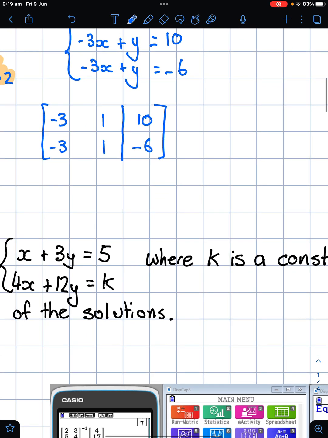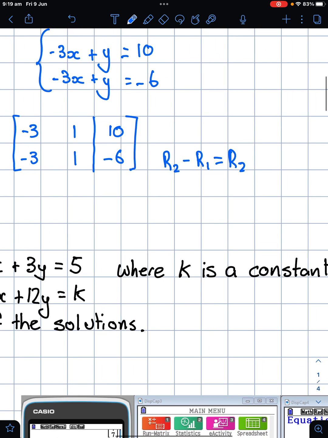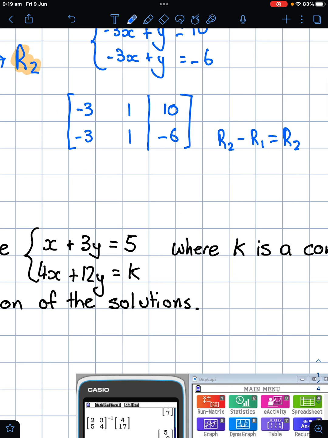Now, when we do this next solve, we're going to go, well, row 2 take row 1 becomes row 2, which is part of our rules. So I didn't go through them before. I will later. And so this now becomes negative 3, 1, and 10, like we've just done. But we get 0, 0, and then 10 take negative 6 is going to give us 16.